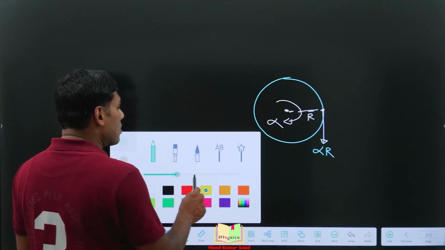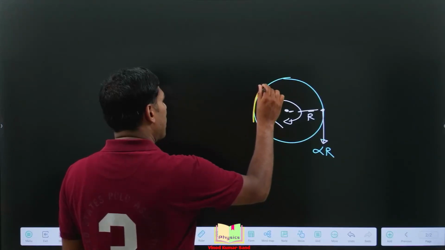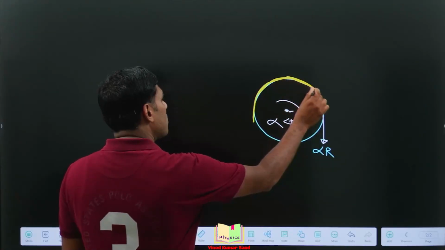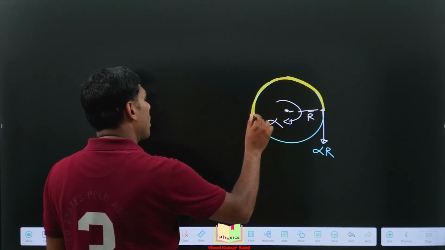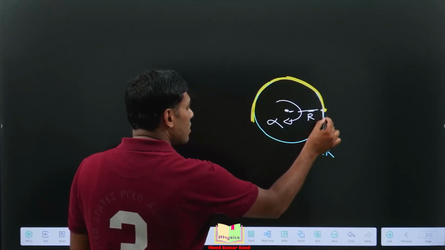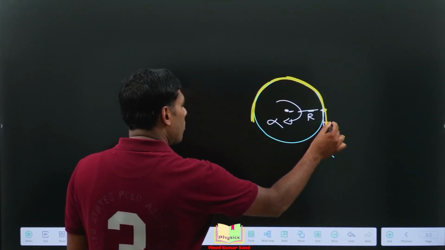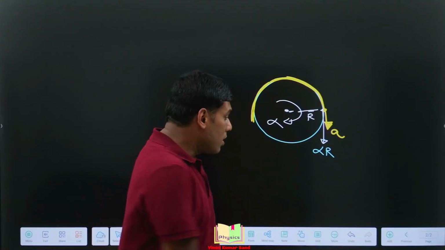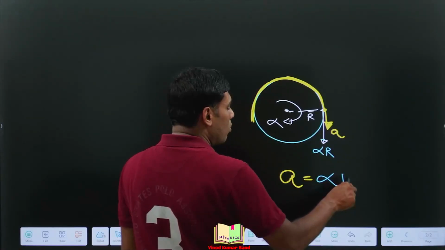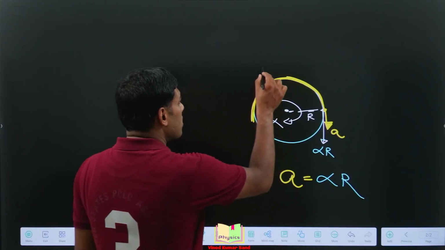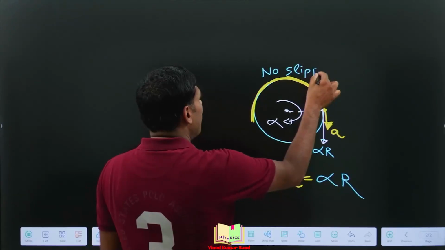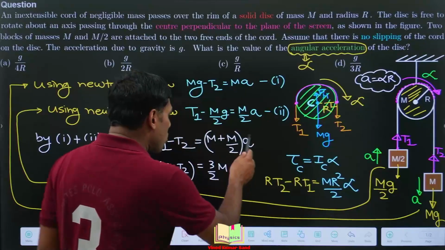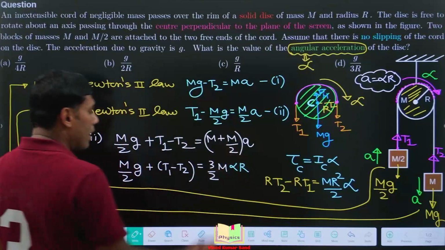Now there is a rope passing over the pulley. I am showing the rope like this with the yellow color. This is a rope which is passing over the pulley. Question says there is no sliding between the rope and the pulley. It means this point of the rope should have the same acceleration as the tangential acceleration of this point of the disk. It means this a should be equal to alpha r, because the question said there is no slipping between this rope and this pulley. So here at the place of a, we can write alpha r.